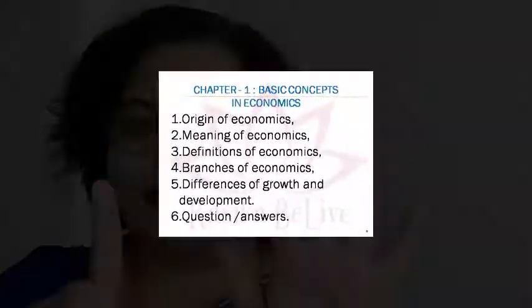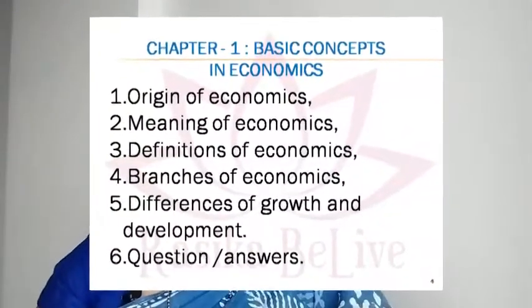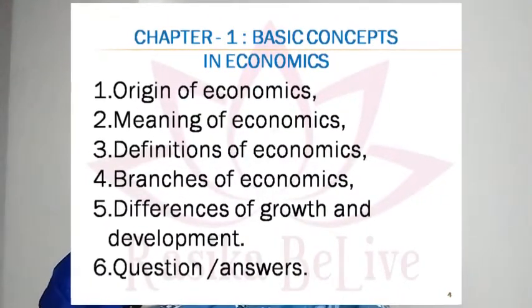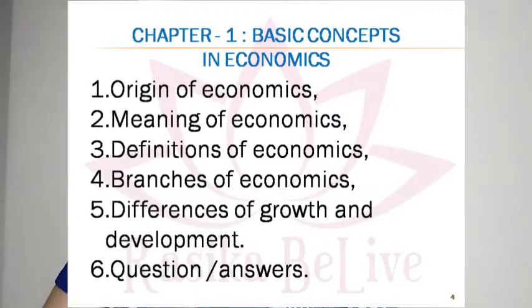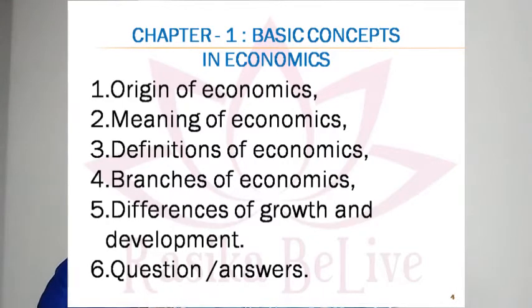In this chapter, Basic Concepts in Economics, we are going to cover six points. Now, what are those six points? First, origin of economics. Second, meaning of economics. Third, definition of economics. Fourth, branches of economics. Fifth, differences between growth and development. Sixth, question and answers at the end of the textbook. We are going to cover that. I repeat again, we are going to start with the first, that is origin of economics.